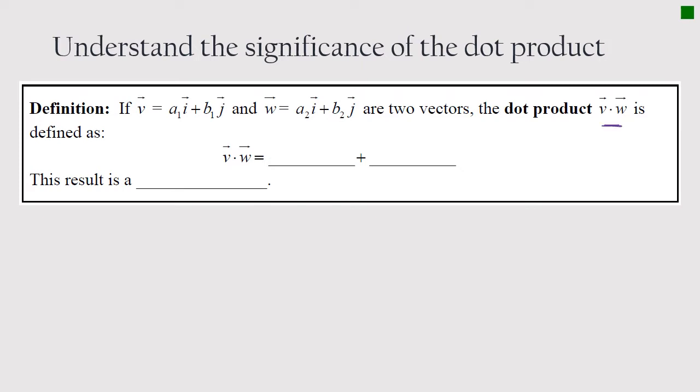It's defined as a1 times a2 plus b1 times b2. Notice that we're not getting a vector for our answer. What we're getting is a scalar, which is just a number.